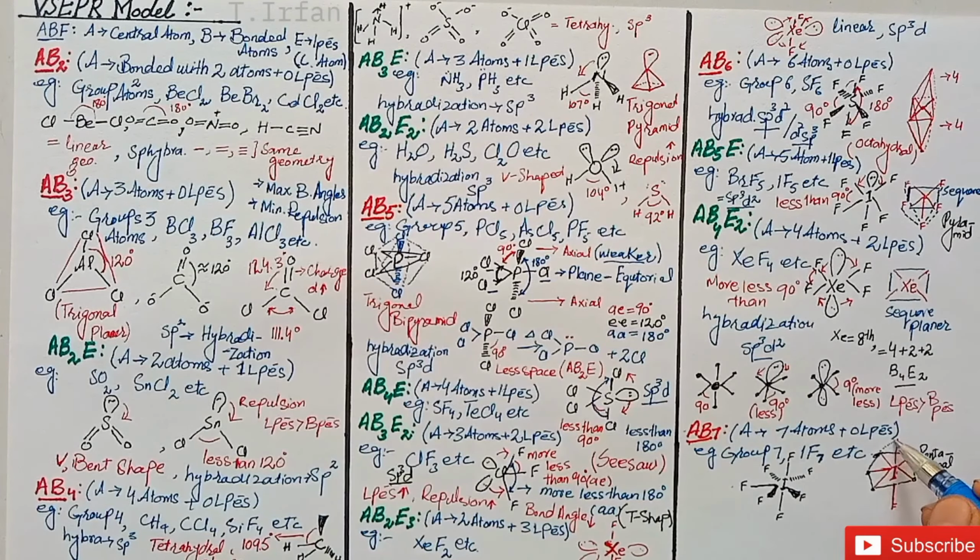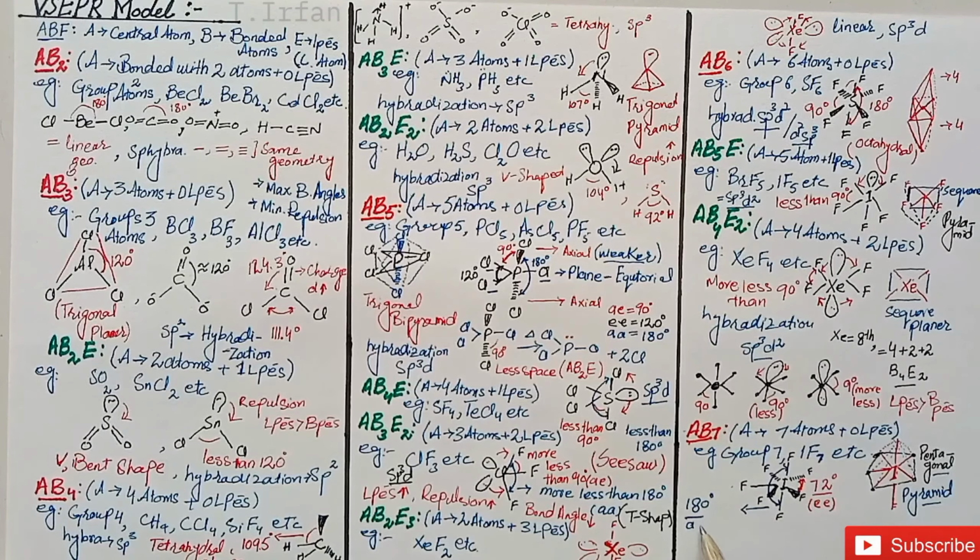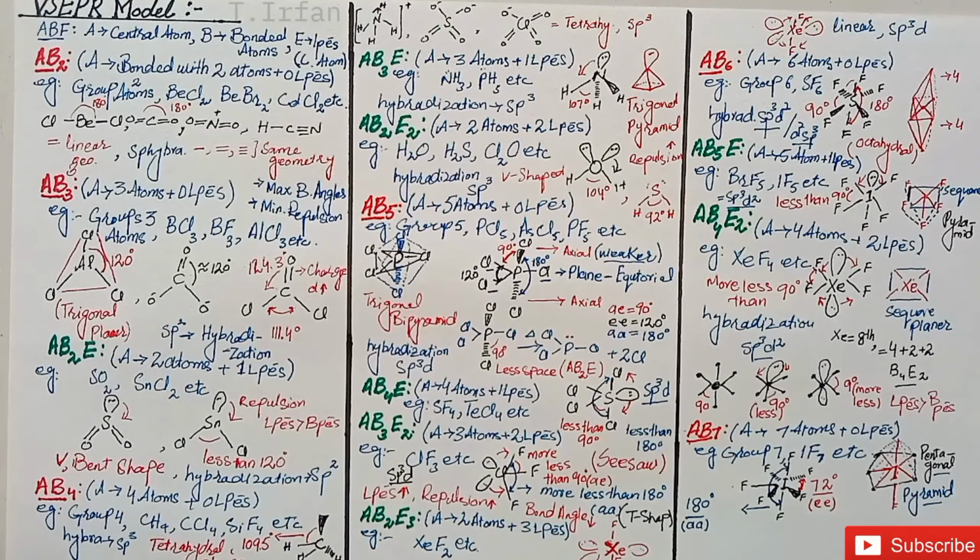One pyramid on one side and the other pyramid on the other side. So the geometry of this molecule or this system is called pentagonal bipyramid. This system also has three types of bond angle as AB5 system. The bond angle between equatorial bonds is 72 degree. The bond angle between axial bonds is 180 degree and the bond angle between equatorial and axial bonds is 90 degree.